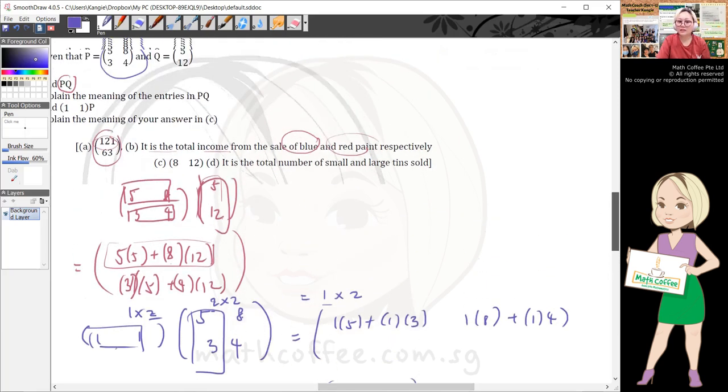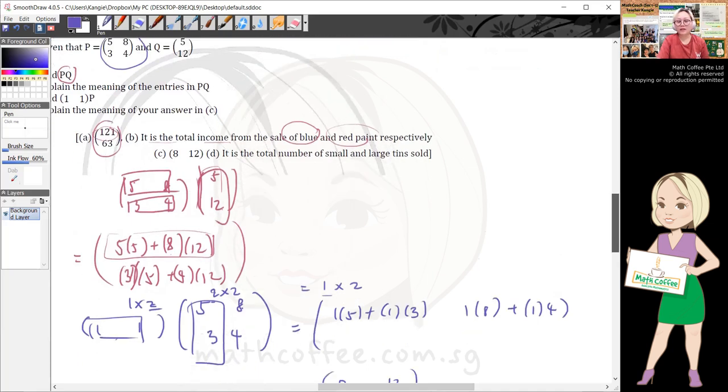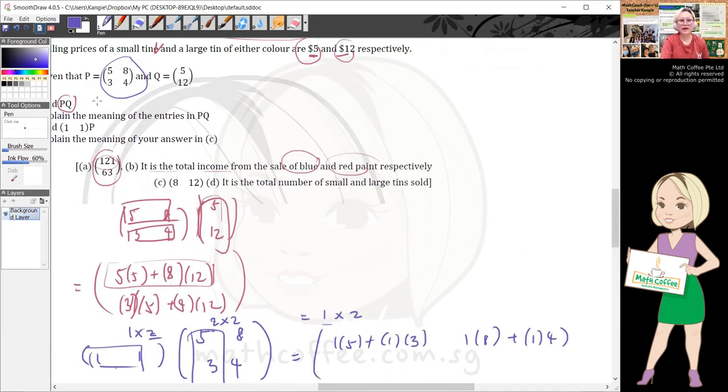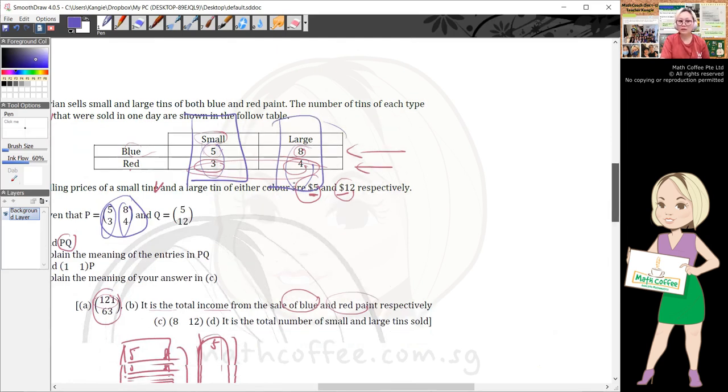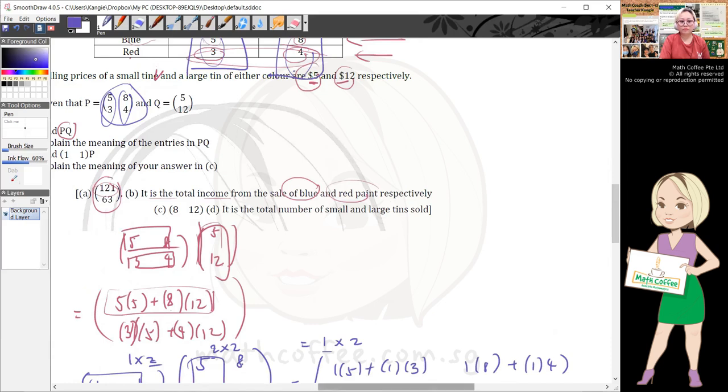So analyze the thing. What they do is they take 8 and 12. So they actually add these two numbers together, right? To get two separate numbers. Then you go back to this and see. They add this and add this. So what does it mean? The 8 represents the small tin and the 12 represents what? The large tin, right?